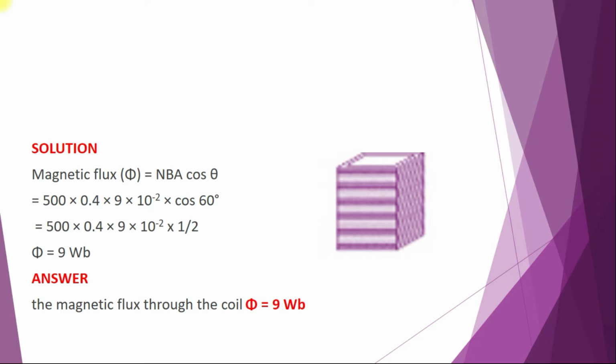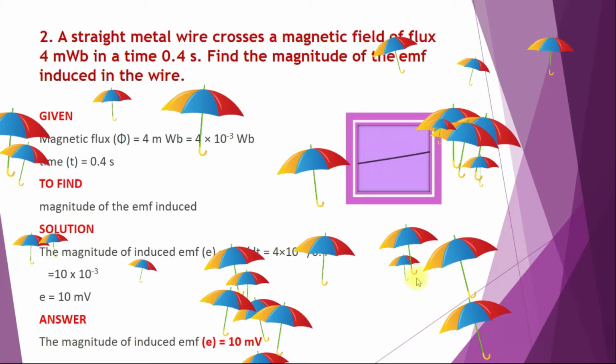Magnetic flux is given by the formula phi is equal to NBA cos theta. The values of N, B, A, theta, everything we are going to substitute from the given data, which is equal to 500 into 0.4 into 9 into 10 power minus 2 into cos 60. So when you multiply all these values, you will get the flux value as 9 Weber. So the answer is, the magnetic flux through the coil phi is equal to 9 Weber.